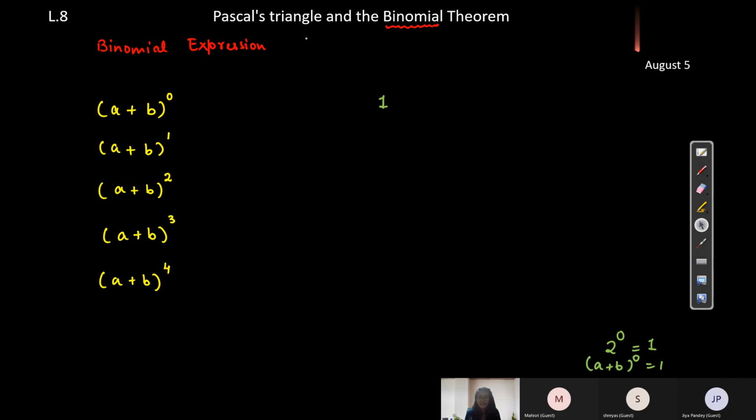Basically, Pascal triangle and binomial theorem will give you the answers for these particular expressions. If you have a binomial expression and you keep raising it to different exponents, at first I raised it to exponent 0, then to exponent 1, then to exponent 2, 3, 4. What will be the answer that you get? This Pascal triangle will give you the answer for that.